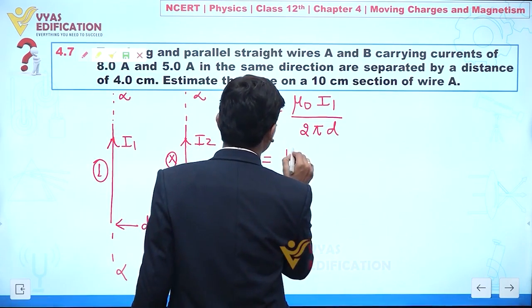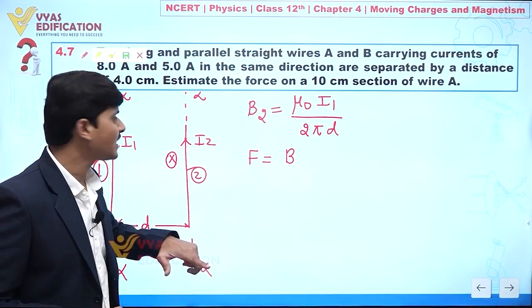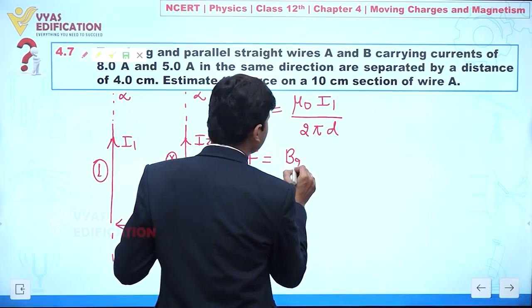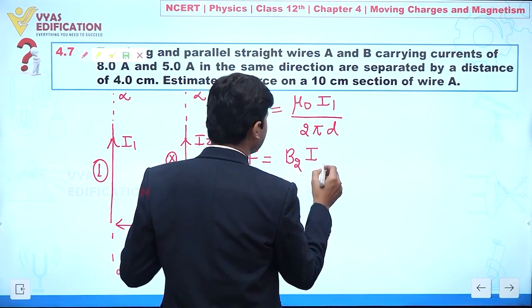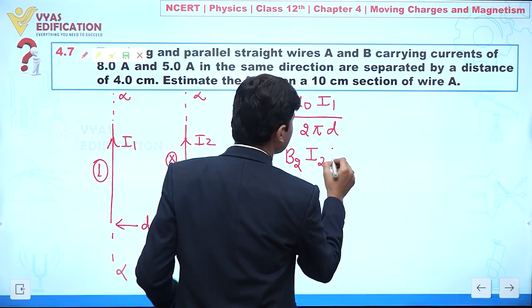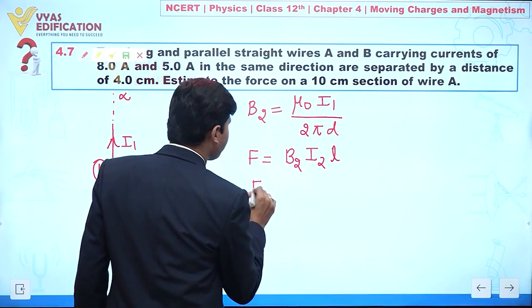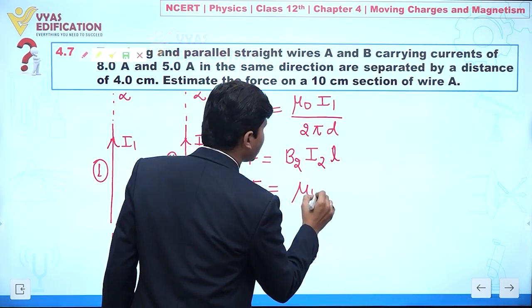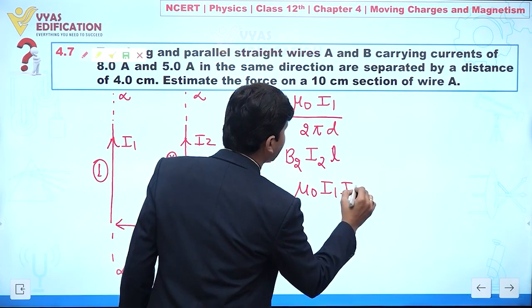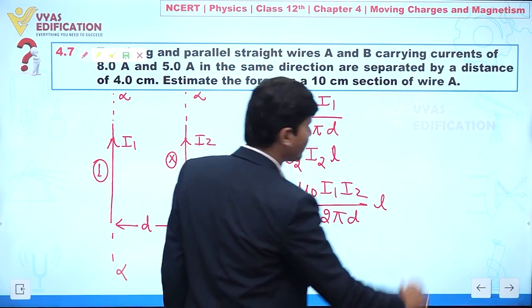So we can write F equal to B I L sin theta. This is B2, the current flowing is I2, and let's suppose the length is L. So from here we can write the value of B2, we have mu naught I1 I2 divided by 2 pi d, and this is multiplied with L.